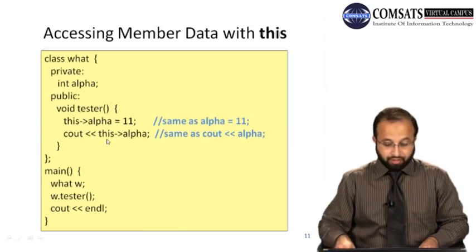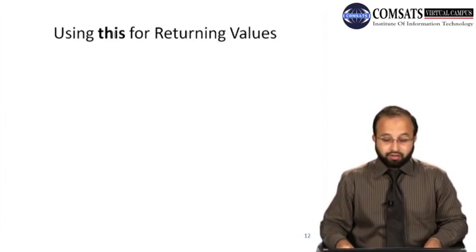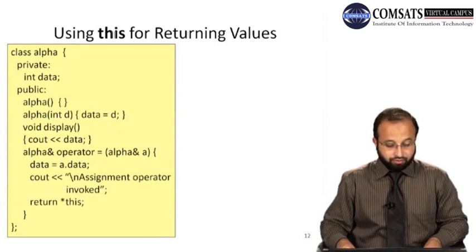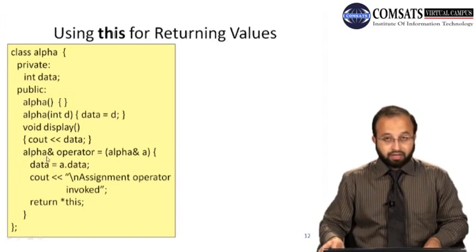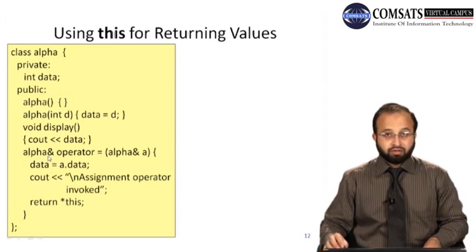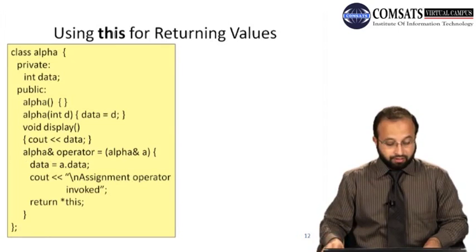So 11 यहाँ पे print हो जाएगा हमारे पास. Using this for returning values, this pointer can be used to return values. For example हमारे पास एक operator है, operator equal का function हमने overload किया and here we are returning the alpha class object by reference. उस object का reference return कर रहे हैं, right? Now this is the reference of the invoking object. ये invoking object का reference return करेगा.